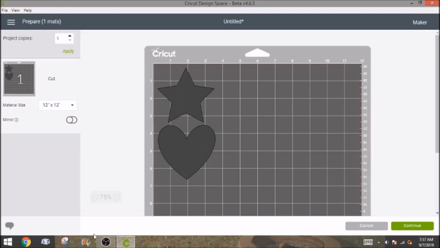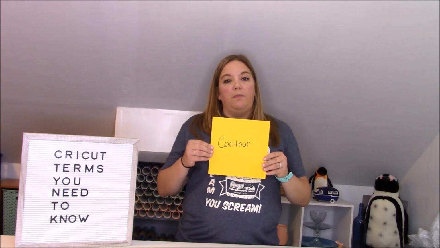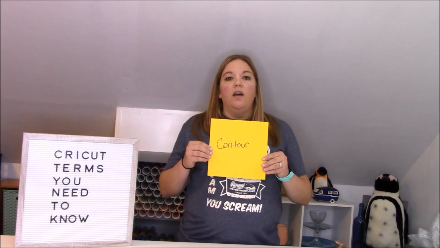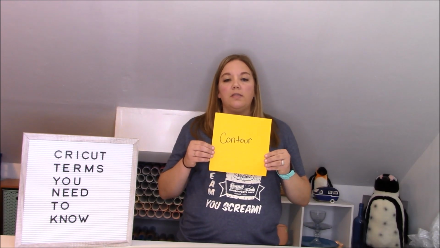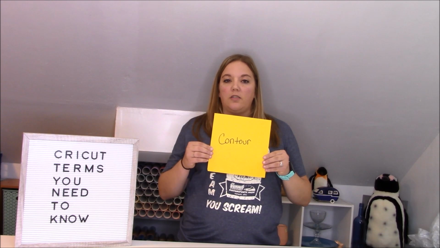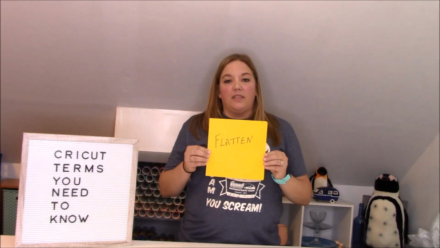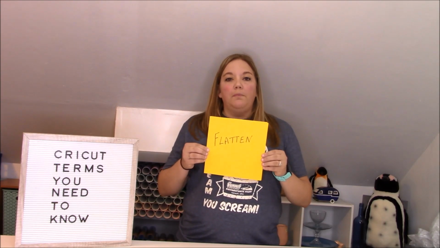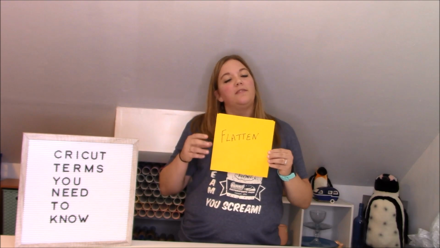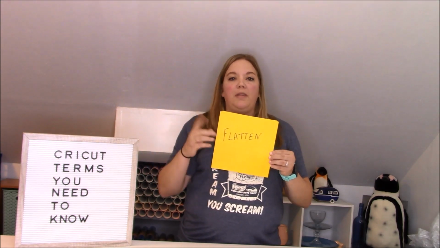Contour is when you can remove pieces of your design while keeping the rest of your design intact. This is a great tool for if you want to take an image or words and make parts of it different colors. Flatten is used for print, then cut. Flatten basically tells the design space and your machine that it's all one piece. So think of it like taking two pieces of Play-Doh and squishing them together, and they become one piece.